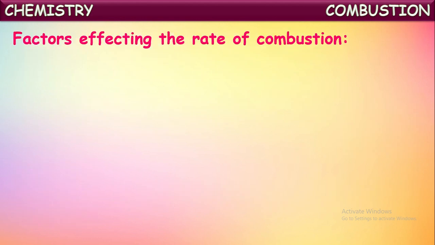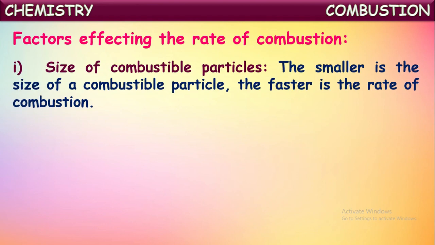Now the factors that affect the rate of combustion, that speed of combustion. So the factors which are affecting the rate of combustion, one of them is the size of the combustible particles. The smaller the size of the combustible particle, the faster is the rate of combustion. So if the size of the particles of a combustible substance is small, it catches fire easily and burns at a faster rate.